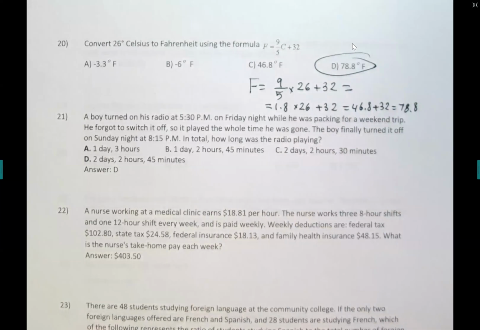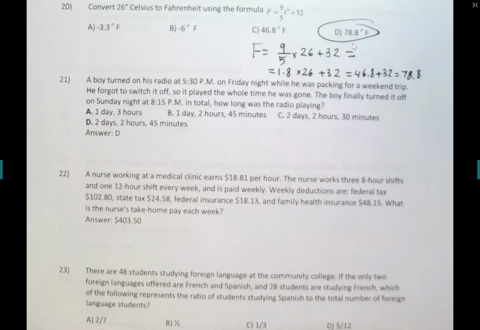Here you go. 21. A boy turned on his radio at 5:30 p.m. on Friday night while he was packing for a weekend trip. He forgot to switch it off.